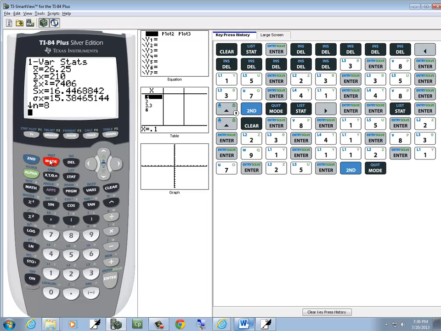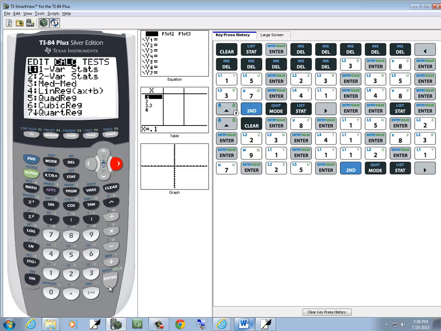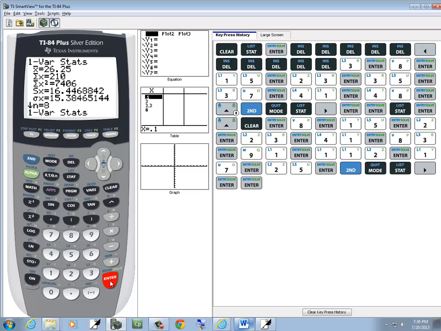I'll do second mode, press my stat, right arrow to calc, and then enter on one of our stats and enter again. Now if we down arrow, our median's on the second page, and you see median is 24.